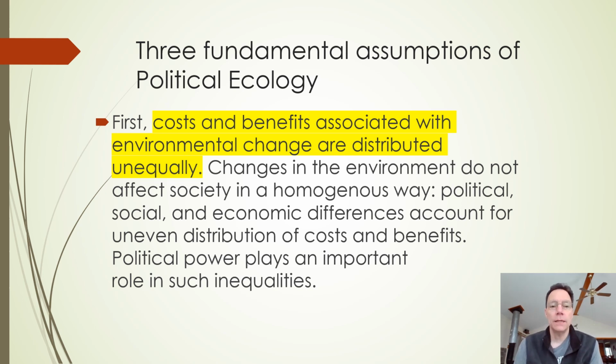So I think, in drawing on some other authors, there are three fundamental assumptions of political ecology, although different people will disagree on these, but I like this way of framing it. First of all, political ecologists assume that there are costs and benefits associated with environmental change that are distributed unequally around the world. We've already seen this in our environmental justice things. That's pretty clear, right? That almost every environmental situation has unequal distribution of goods and bads. Political power plays an important role in these inequalities.